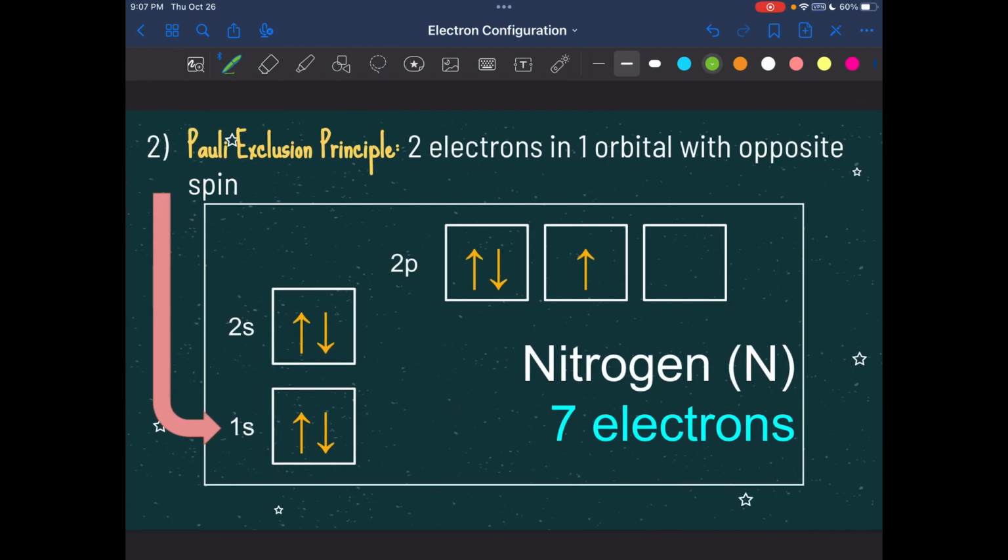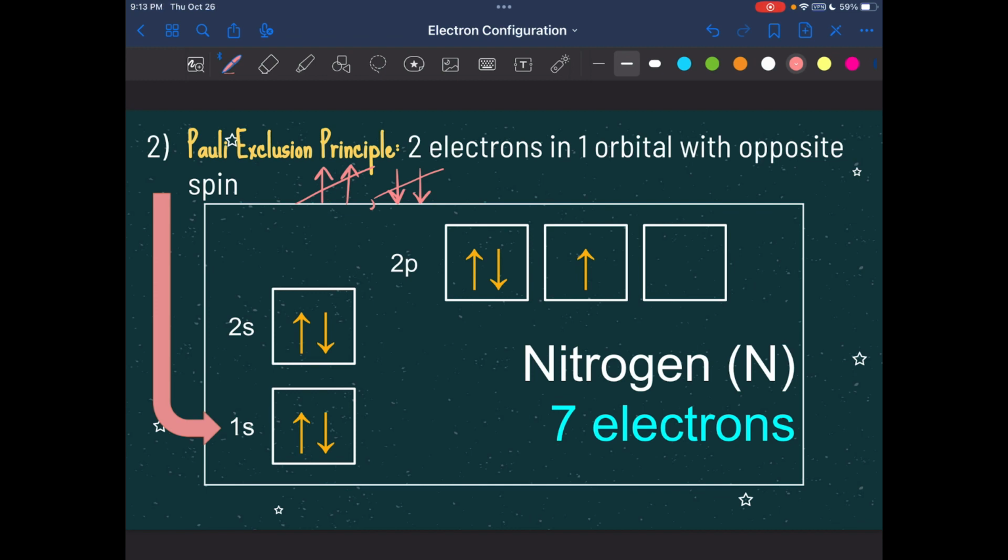Okay? Now, the rule called the Pauli exclusion principle is basically saying the arrow signs must be up and down. What shouldn't be done is up and up or down and down. That is the incorrect way to do so. It always has to be the opposite direction.